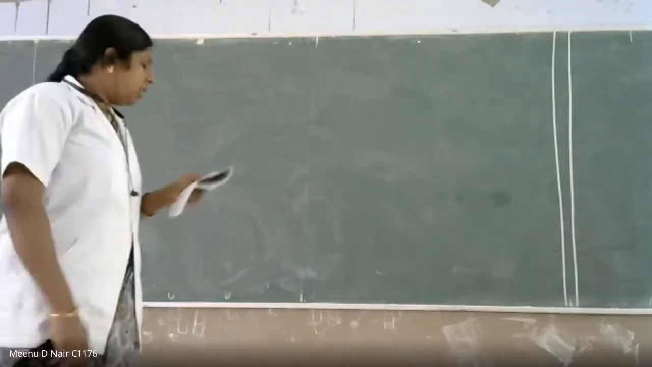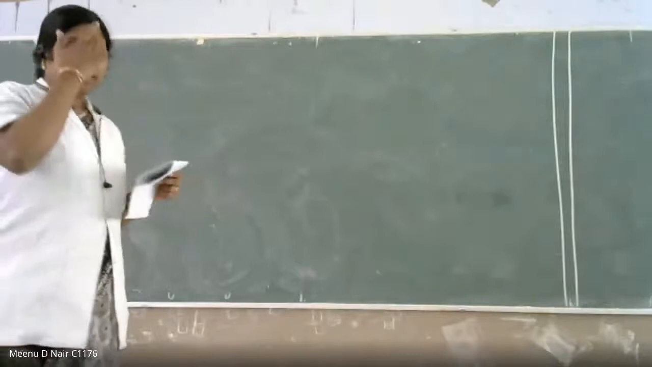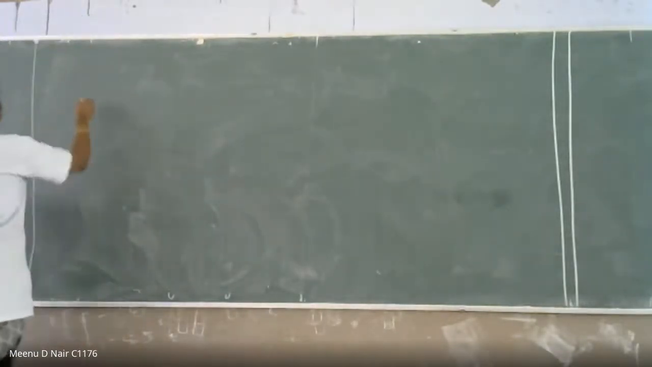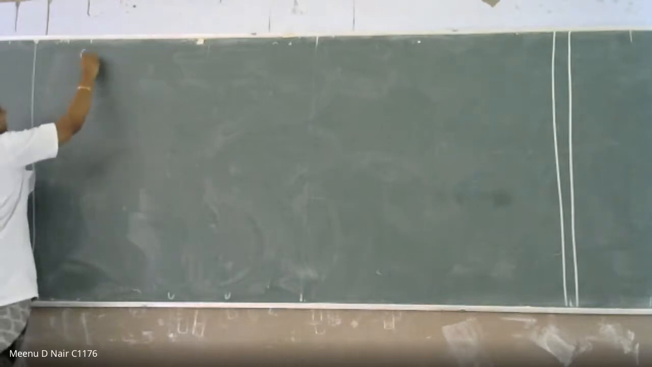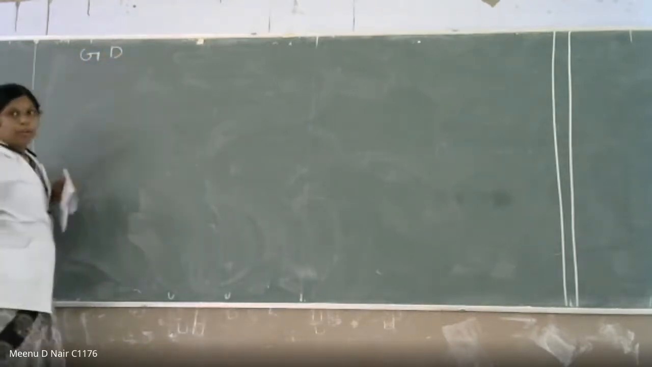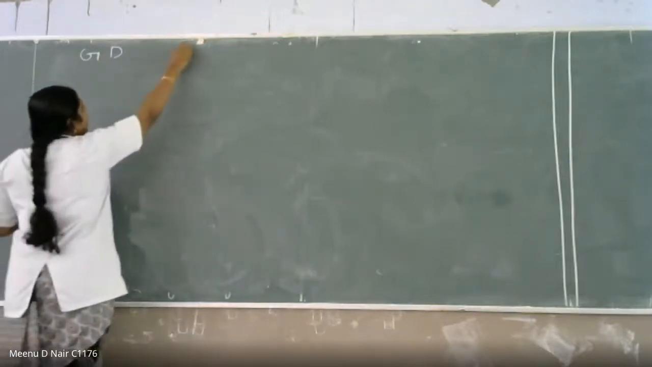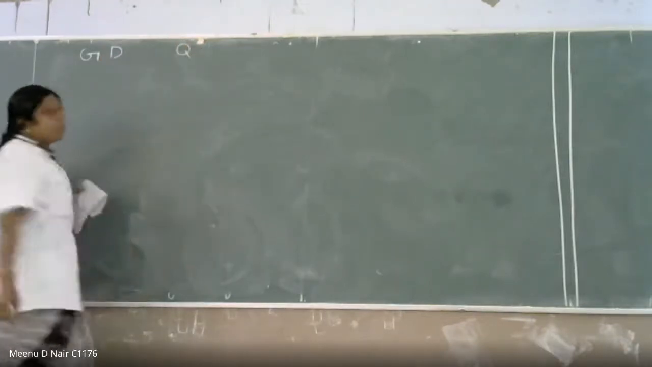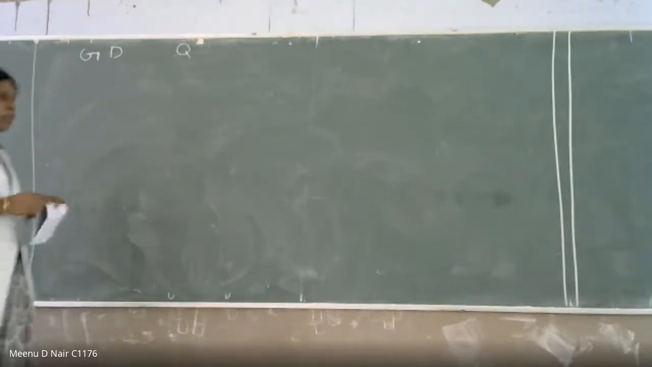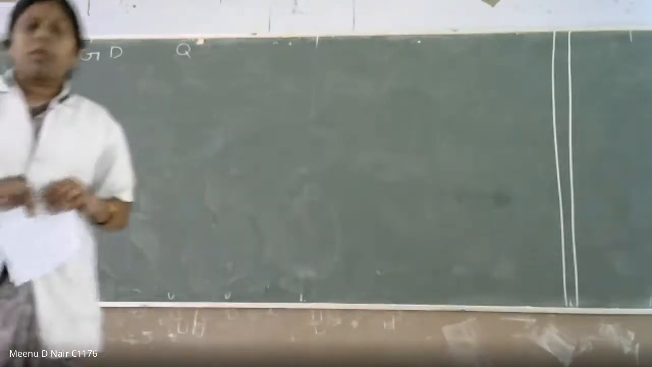Yeah, started. So that is the question. So we'll see. You have two inputs, right? G is one input and D is the other input. Then you have an output Q.